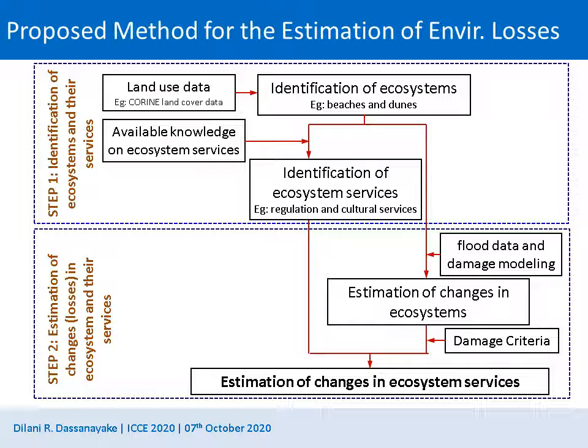This figure shows you the overall approach proposed for the evaluation of environmental losses, which is based on the ecosystem services approach. The method consists of two steps. First, identification of ecosystems and their services, and then the estimation of changes, in this case losses, on ecosystems and their services.